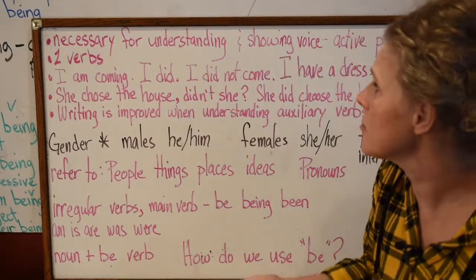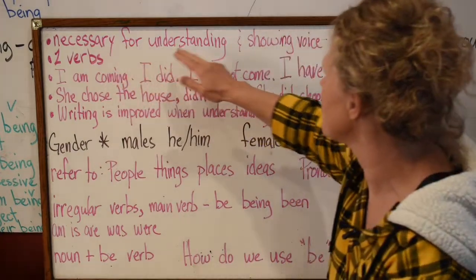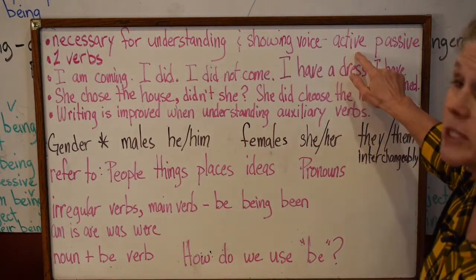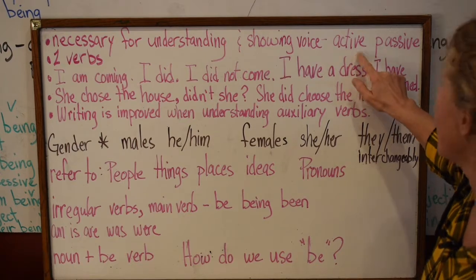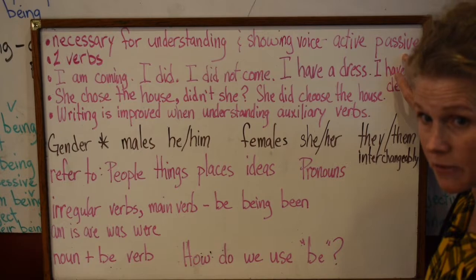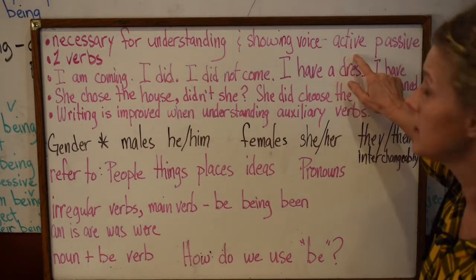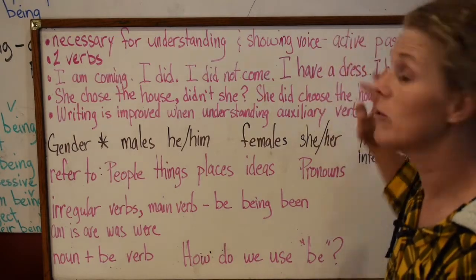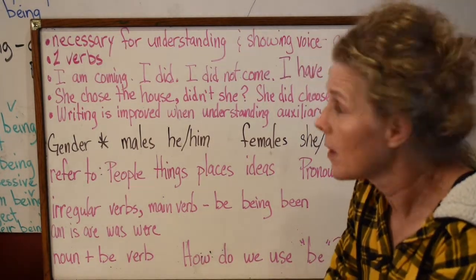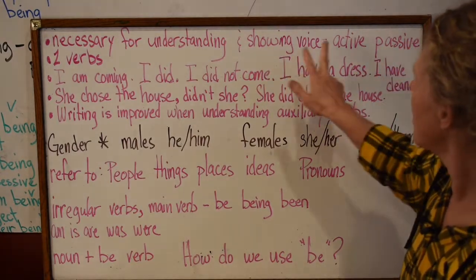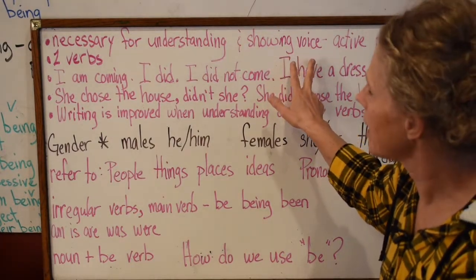So our auxiliary verbs, they are necessary for understanding and showing voice. What voices do we have? Active and passive. We have active and passive voices. And when we write our sentences, we'll talk about this a little bit later, but I'm just introducing voice to you, okay?